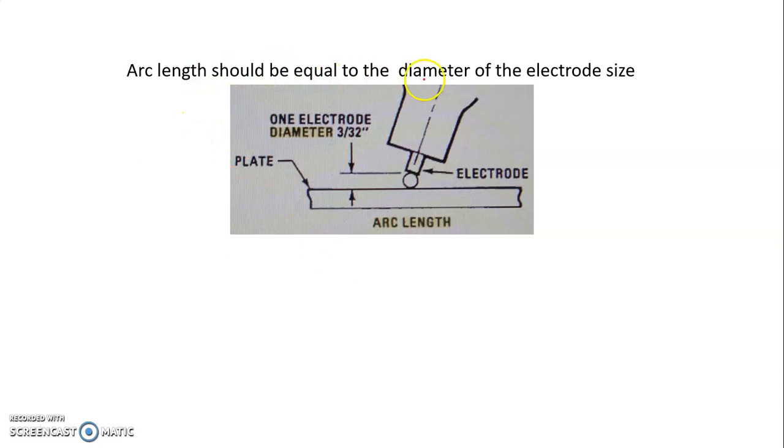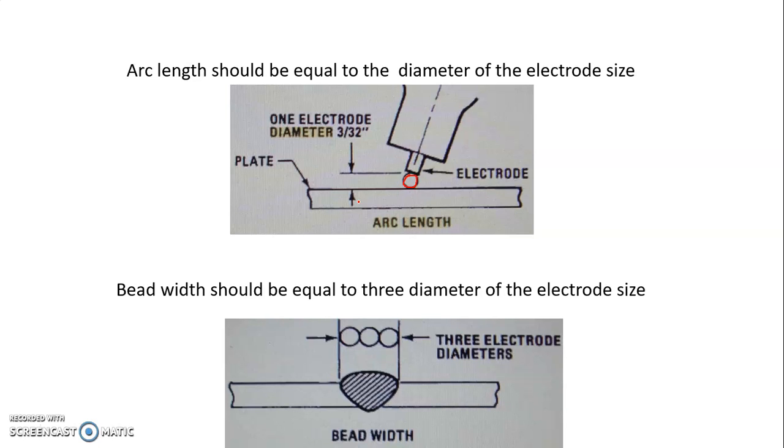Arc length should be equal to the diameter of the electrode. This is the electrode diameter, and this is the arc length. So the arc length should be equal to the diameter of the electrode size. And the bead width, this is a bead, or the bead width should be 3 times the diameter of the electrode.